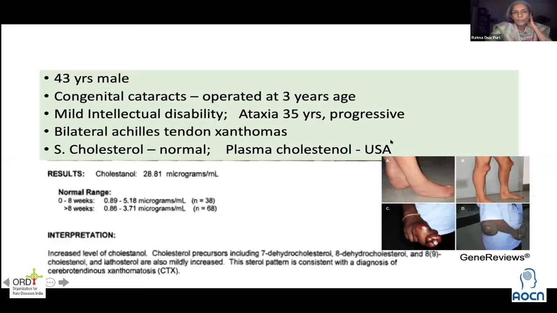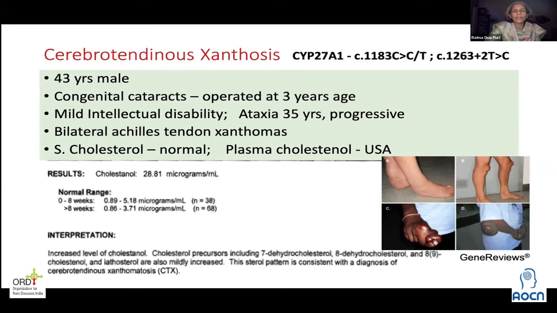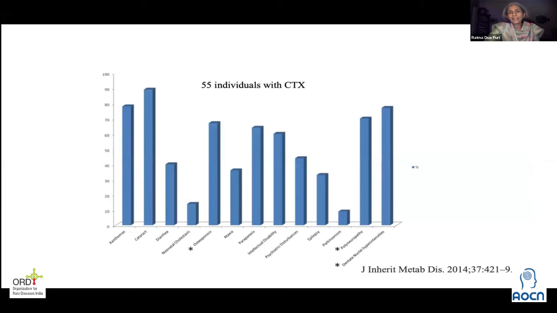And we thought of cerebrotendinous xanthomatosis, where in his case the plasma cholesterol was normal. It can be low, but the cholesterol levels were elevated. And then the gene study was done. And this, as you all know, is a treatable disorder. This is a review of 55 patients with CTX, and you see that 90% of them have cataract. So suspect, test, and identify is what we are doing.